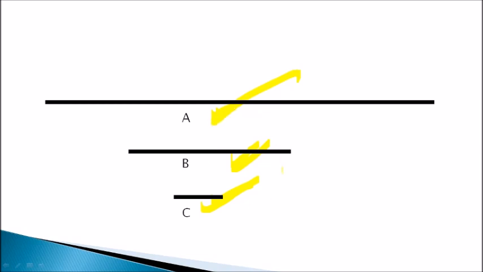And line B is longer than C, and line B is shorter than A. Okay, so from this picture, from these lines, we can easily identify which line is the longer one and which line is the shorter one. Now let's find out in the next picture.